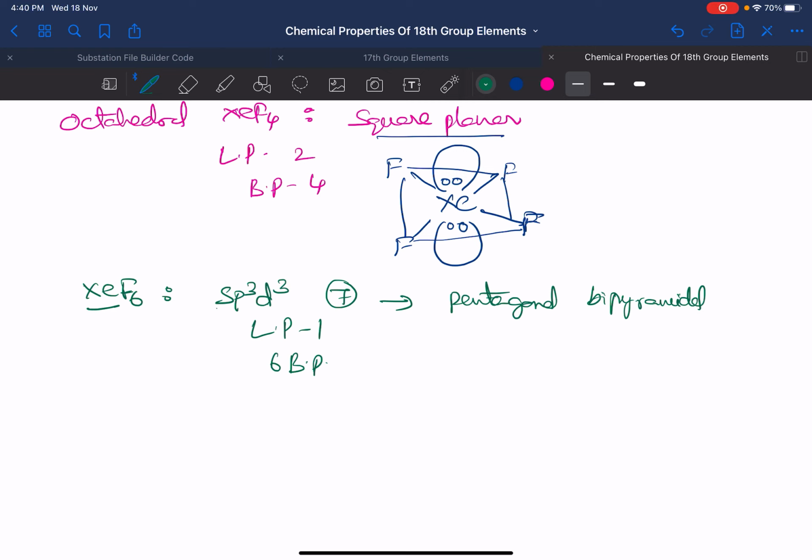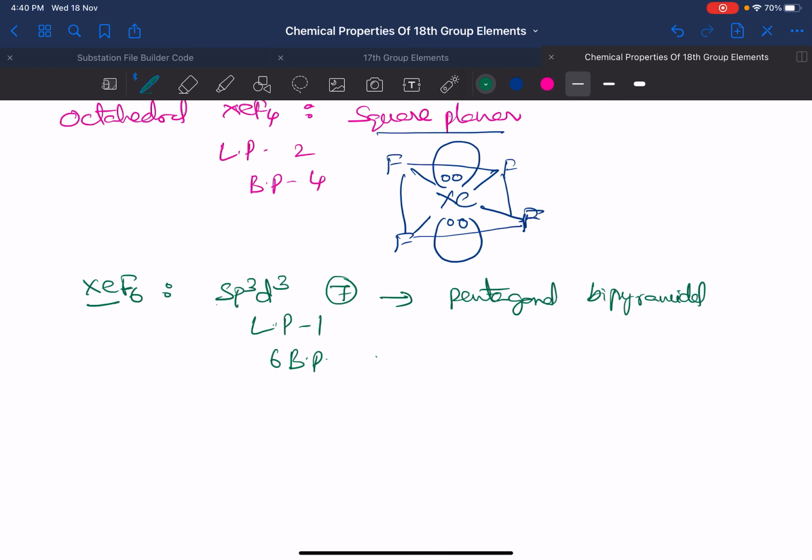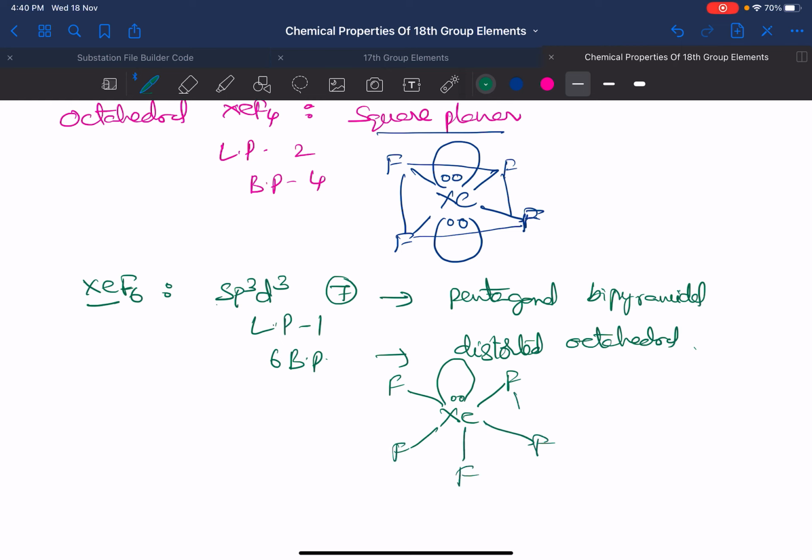Due to the repulsion between the lone pair and the bond pairs, its structure will be converted to distorted octahedral. We will draw the structure of xenon hexafluoride, XeF6. So here it is one lone pair.